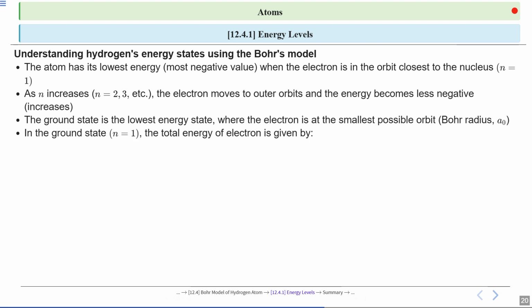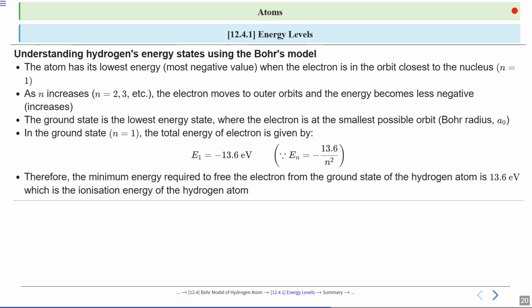In the ground state, when n equals 1, the total energy of the electron can be calculated. Let's look at the formula for this energy and see what it tells us about the hydrogen atom. So the energy of the electron in the ground state is E1 equal to minus 13.6 electron volts. The general formula is En equal to minus 13.6 divided by n squared, where n is the orbit number. Here energy is measured in electron volts, which is a unit of energy commonly used in atomic physics. For n equal to 1, we get minus 13.6 electron volts, showing the electron is strongly bound to the nucleus.